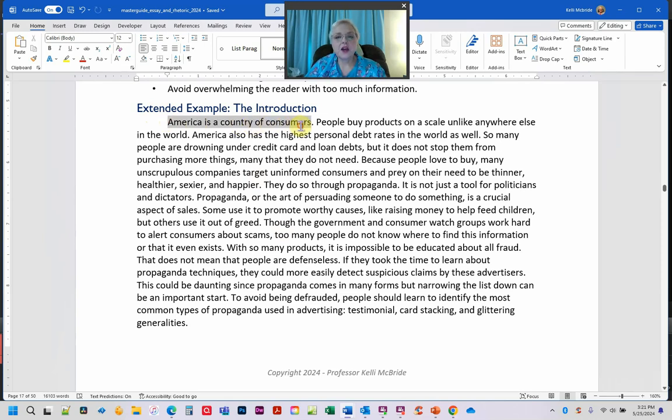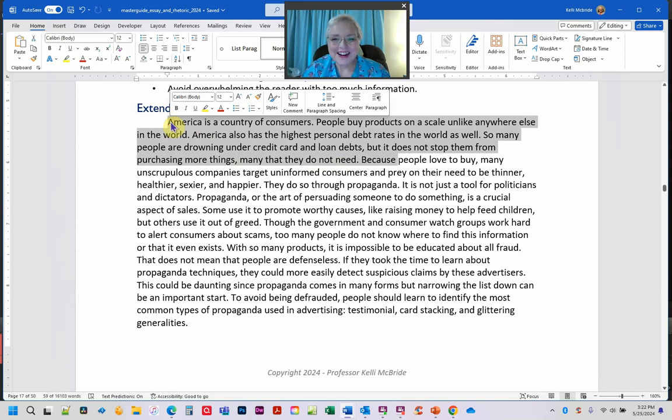America is a country of consumers. People buy products on a scale unlike anywhere else in the world. America also has the highest personal debt rates in the world as well. Right? So many people are drowning under credit card and loan debts, but it does not stop them from purchasing more things, many that they do not need. So this is kind of their attention getter, right?